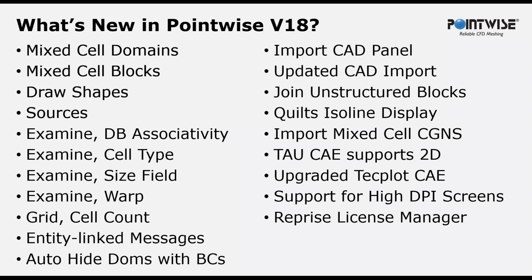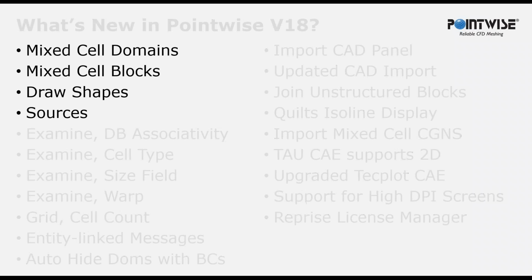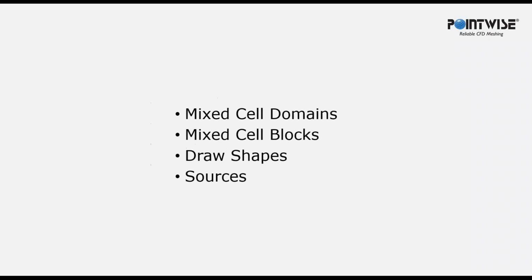So what's new in Pointwise version 18? And the answer to that question is there's a lot of stuff in Pointwise version 18. It represents one of the largest releases that we've had to date. A lot of new technologies in here, a lot of new examine metrics and export utilities and things like that. But we're just going to focus on four main features: mixed cell domains, mixed cell blocks, the ability to draw and use primitive shapes, and create grid sources for refinement in the volume.